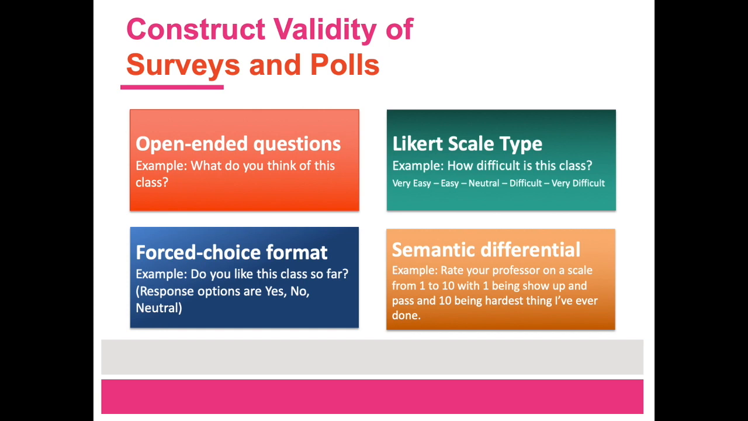This last one, the semantic differential. An example of that would be, rate your professor on a scale from 1 to 10, with 1 being show up and pass a class, and 10 being it's the hardest class I've ever taken, he is a really tough professor. This one is similar to the Likert scale, but it's giving more room, and the numbers now mean something, at least at the low end and the top end. Individuals will assume that 5 means somewhere in between. So all of those are ways that you can ask a question in a survey.